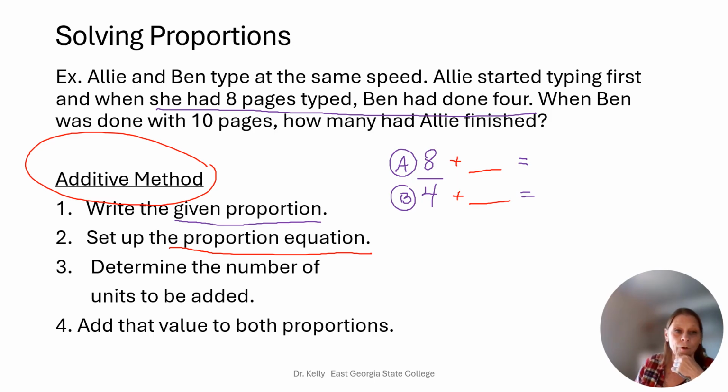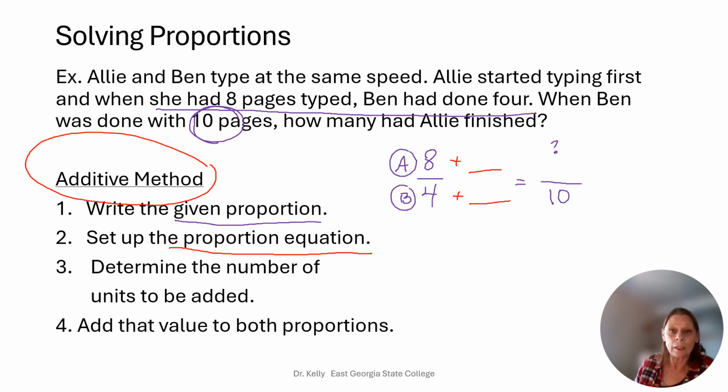I don't know why I drew 2 equal signs. Let me not draw 2. That was kind of silly. Let me draw 1 equal sign. And our new denominator for Ben is 10 pages. And we don't know what the denominator for Allie is.